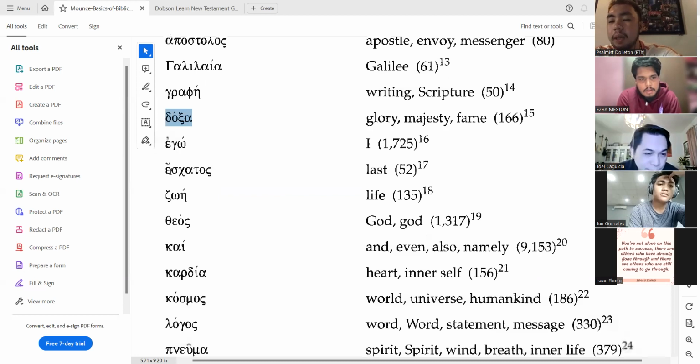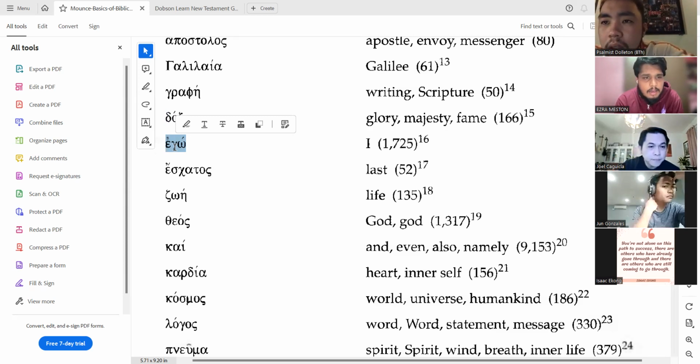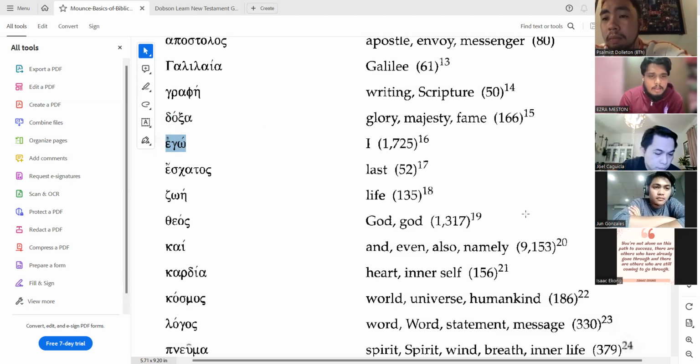Doxa. And then this one, go back to Ezra. This one. The egg. No, this one, sorry. So this one, ego. Ego, good. Ego. The eye is an ego. Yeah. Okay. Next.